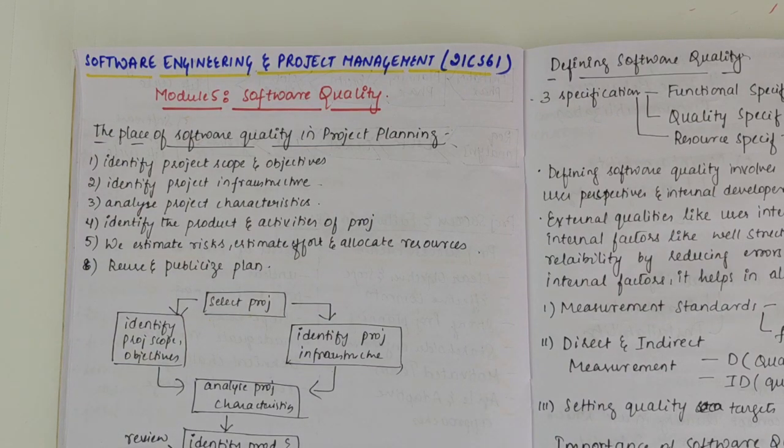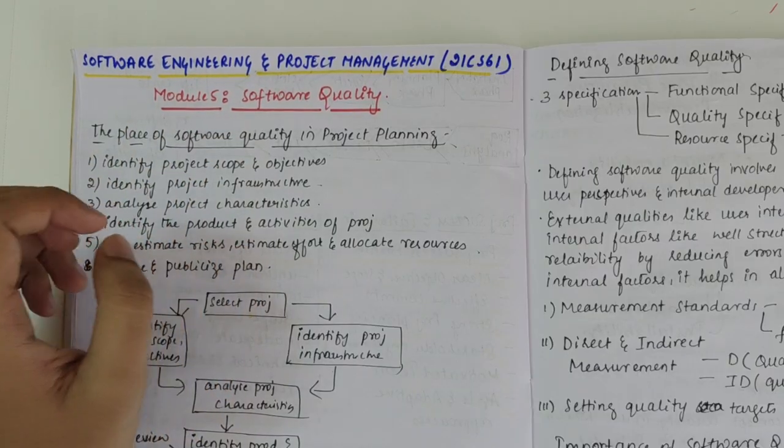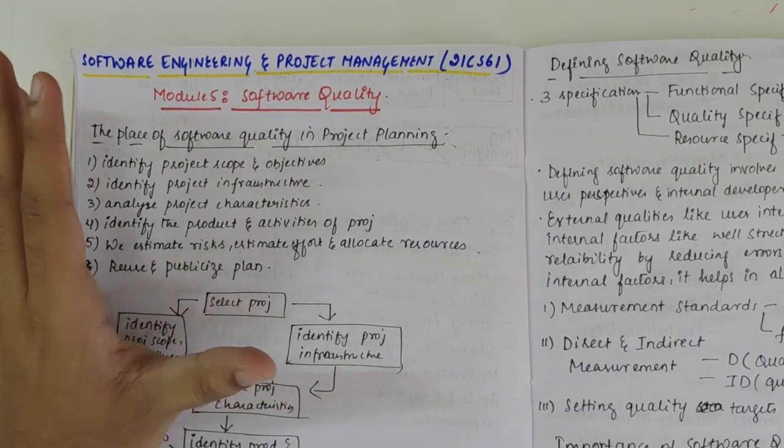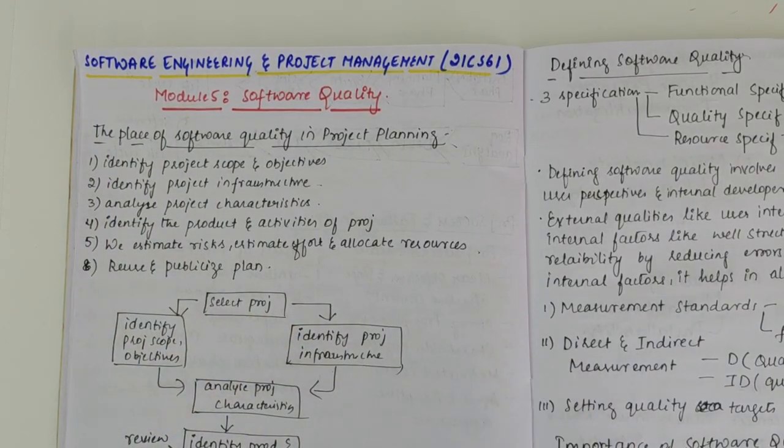In this video, we'll be looking into the fifth module, that is software quality, of the software engineering and project management subject. This module is comparatively easier than the third and fourth modules. In this video, we'll be covering all the important concepts, so stay tuned till the end.